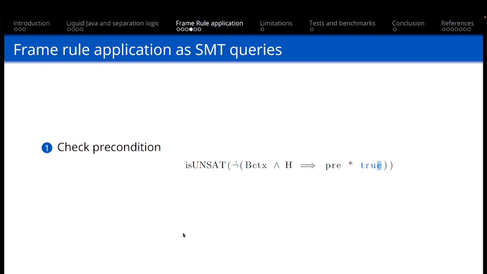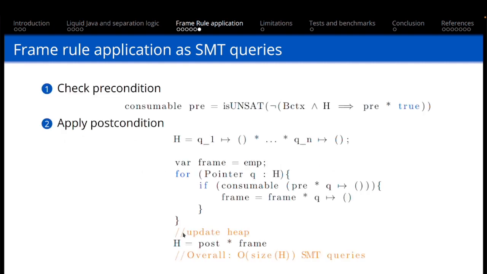And if one plays a closed loop here, it can also be treated as: is it possible to consume the precondition from the context we came here with? So it makes sense to call it the consumable predicate. Then we need to apply the postcondition. We're starting with the empty rest of the heap.